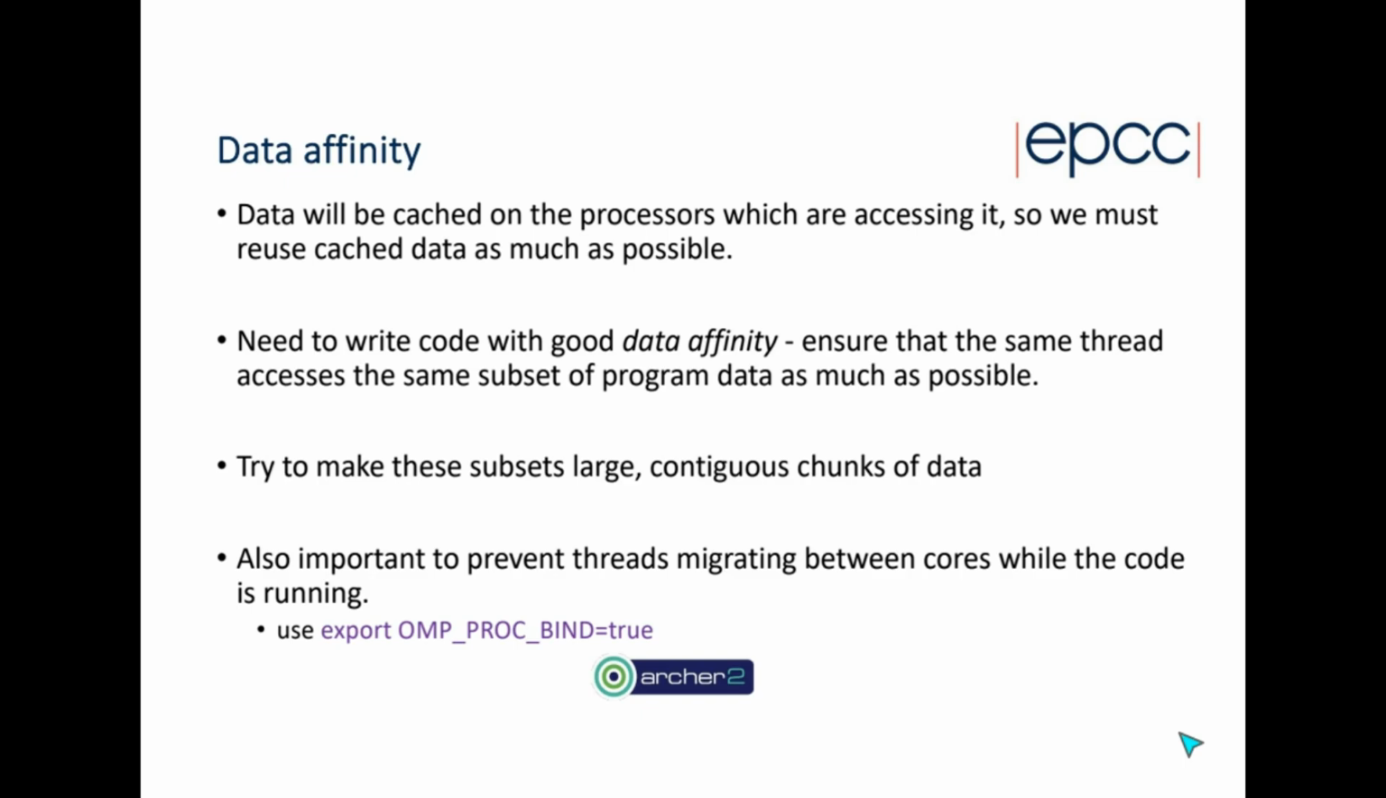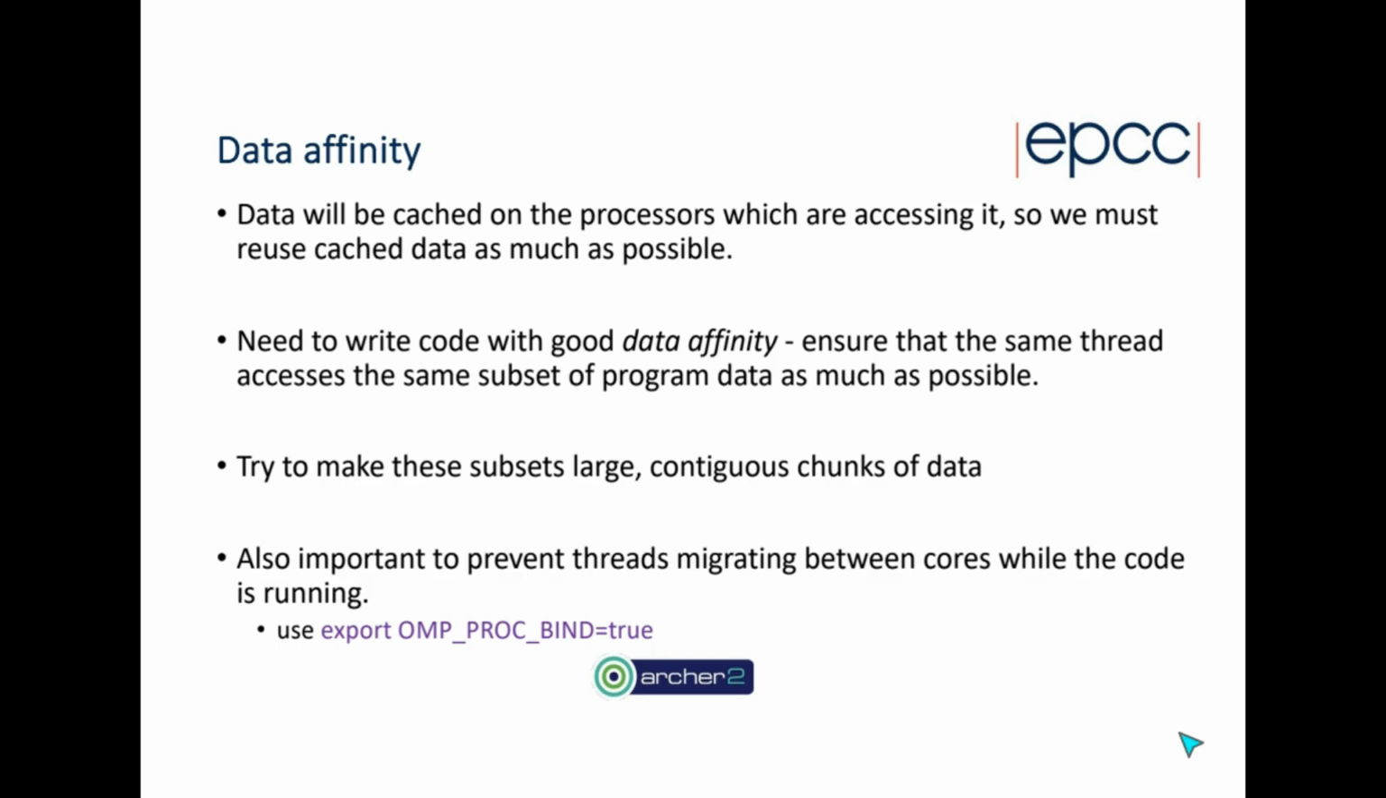And it's also important, as an aside here, this is also why it's important to prevent threads from migrating between cores while the code is running, which we already talked about. Because if that happens, then all the data that thread has been recently accessing is now in a different cache. So the thread has moved from one core to another, and then any subsequent accesses by that thread to data that it had in local cache, that data has to move.